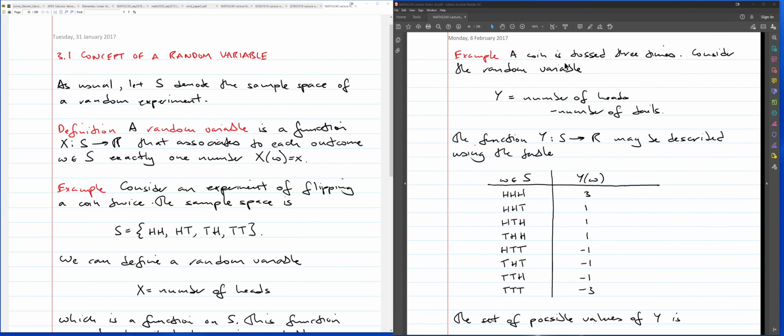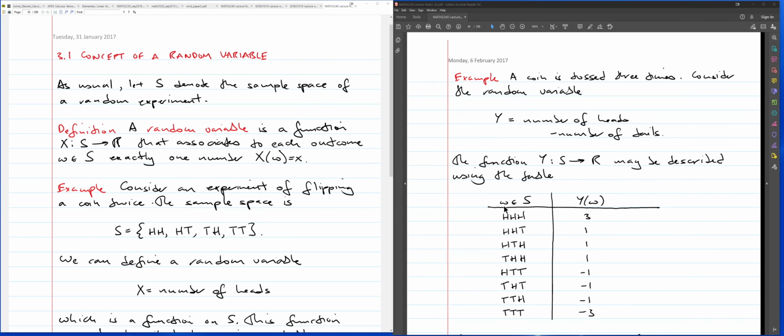Okay, so let's see a next example. Now I flip the coin 3 times and I'm recording the results, and I'm now considering a random variable defined as number of heads minus number of tails. So for example, for this outcome over here, which is head, head, tail, the value of the random variable would be number of heads, which is 2, minus number of tails, which is 1. So you get 2 minus 1, which is 1.